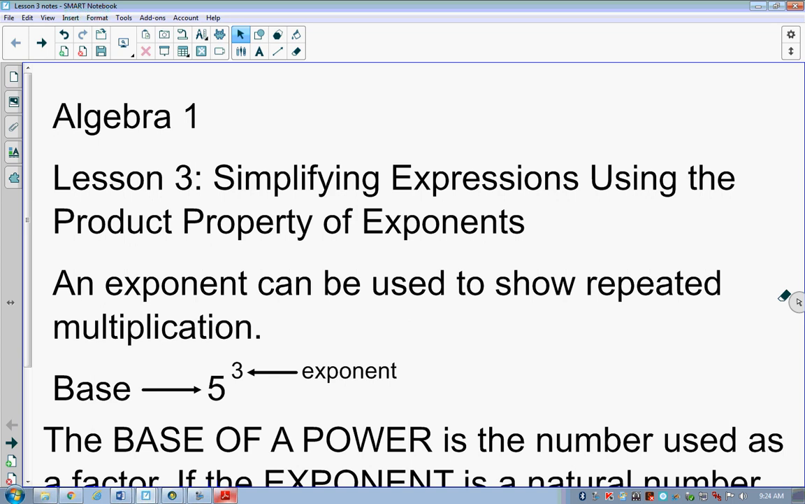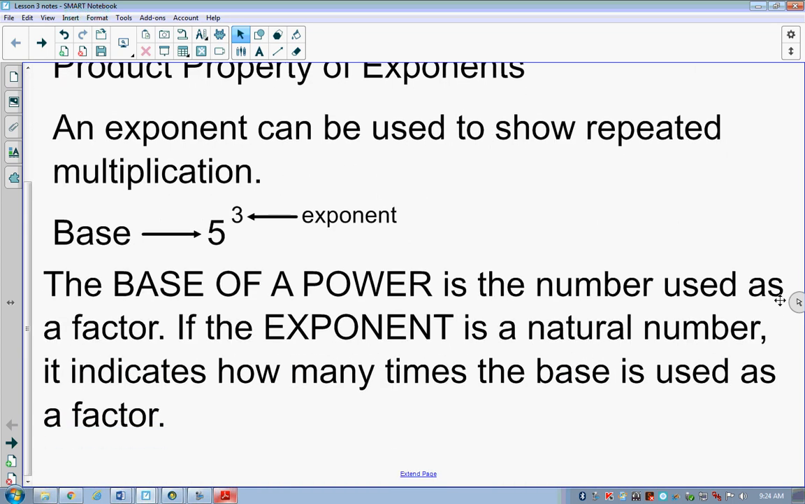For how many of you is this review? Should be just about everybody in here. So the base of a power is the number used as a factor, the thing that's being multiplied. If the exponent is a natural number, meaning that it is a positive integer, it indicates how many times the base is used as a factor.